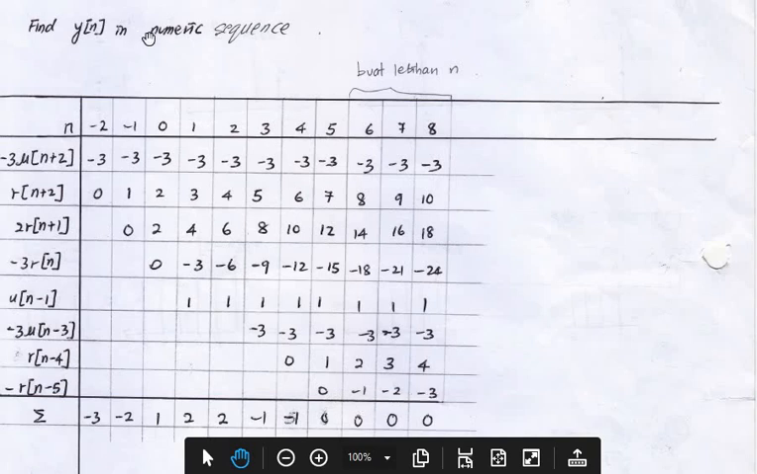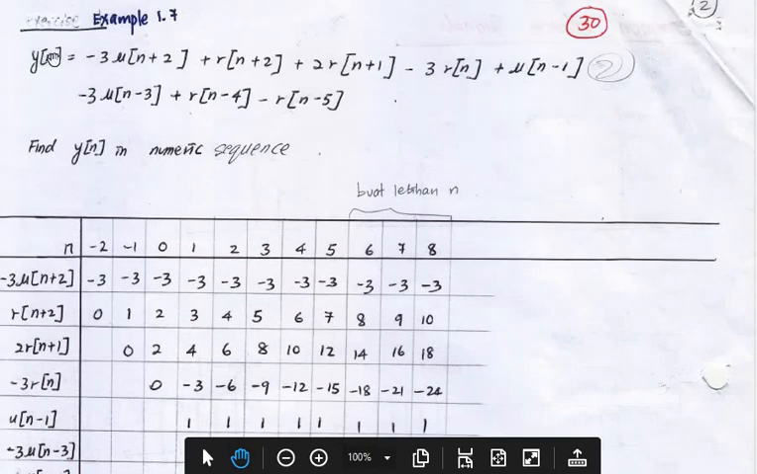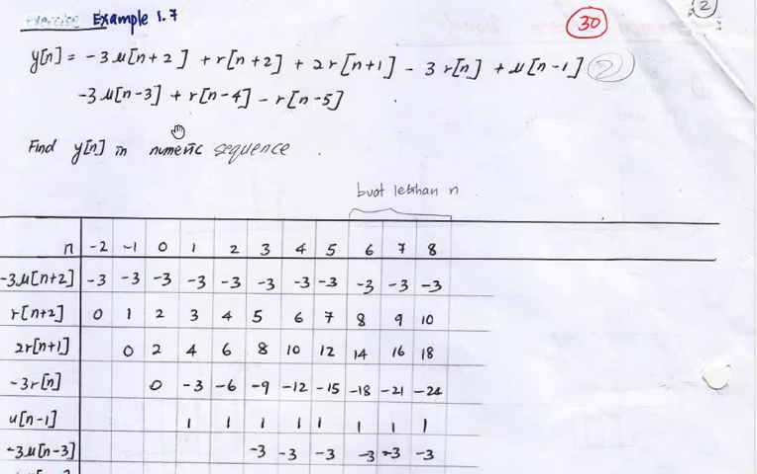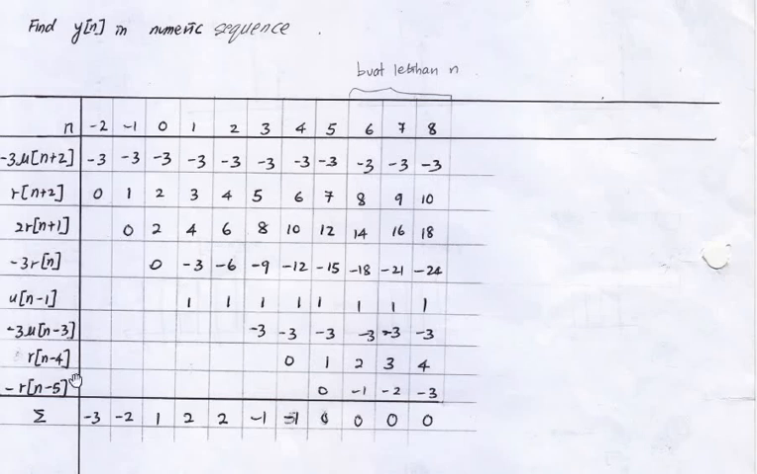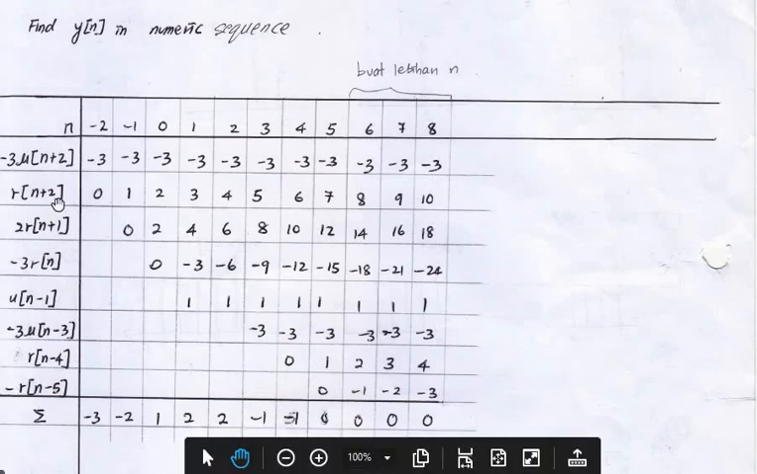In order to find the numeric sequence, you need to sum up all the signals here, because y[n] is equal to this one plus this one plus this one, or minus this one. You need to sum up everything. So negative 3 plus 0, you get negative 3. Negative 3 plus 1, you get negative 2. Negative 3 plus 2, plus 2 again, so negative 3 plus 4, you get 1.